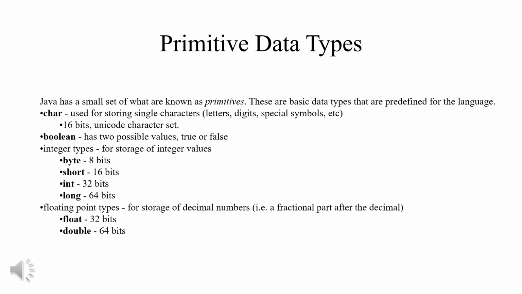Boolean is the other data type that can be true or false, right? And then we have integers. Integers are suitable for storing integer values. They can be byte, short, int, and long. And as you see here, each of them can have a separate size. Then we have floating point types, right? For storage of decimal numbers, float or double. And as you see, float is 32 bits and double is 64 bits.